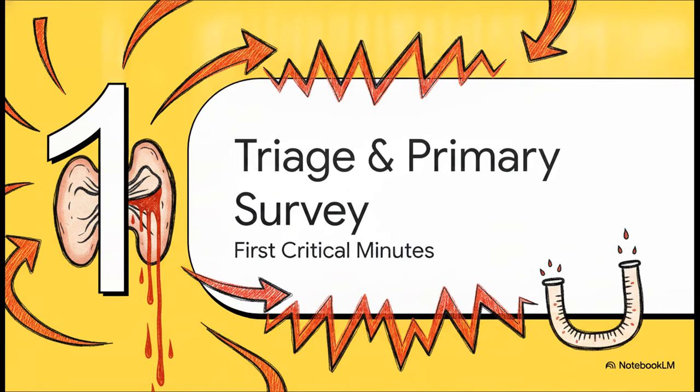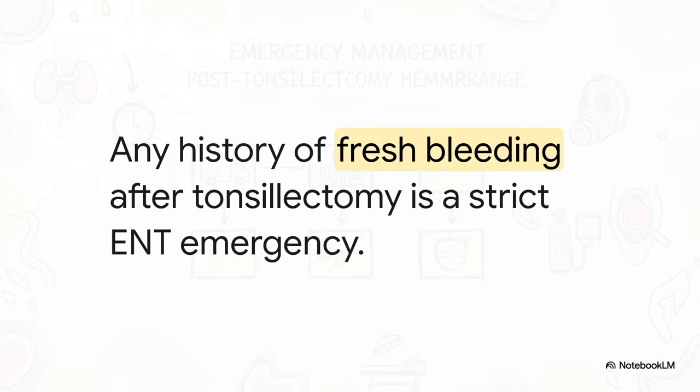Section 1. Triage and primary survey, the first critical minutes. The golden rule here is stark and absolute. Any history of fresh bleeding after a tonsillectomy is a strict ENT emergency. You do not wait around. You immediately notify the senior ENT and anesthesia teams. The situation can deteriorate incredibly fast, so early senior involvement is absolutely essential to a good outcome.